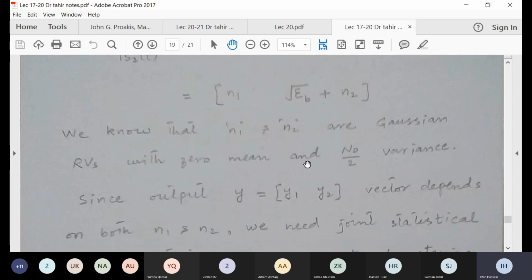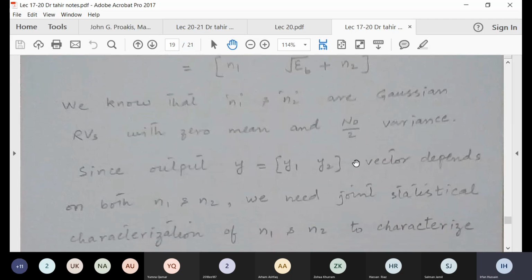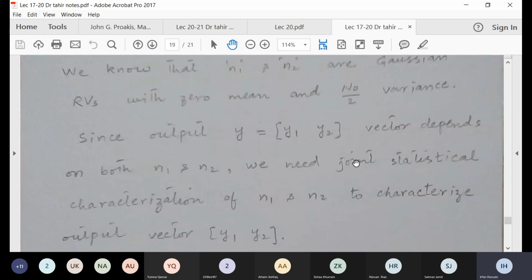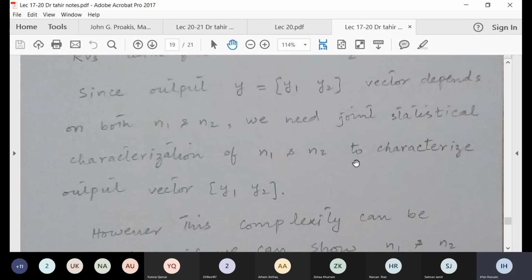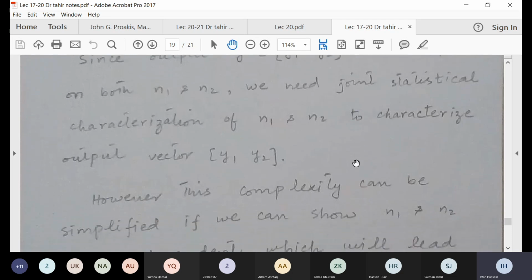So we already see that n1 and n2 are Gaussian random variables with 0 mean and n naught by 2 variance, and the output is a vector that depends on n1 and n2. We need a joint statistical characterization of n1 and n2 to characterize the output vector y1 and y2.